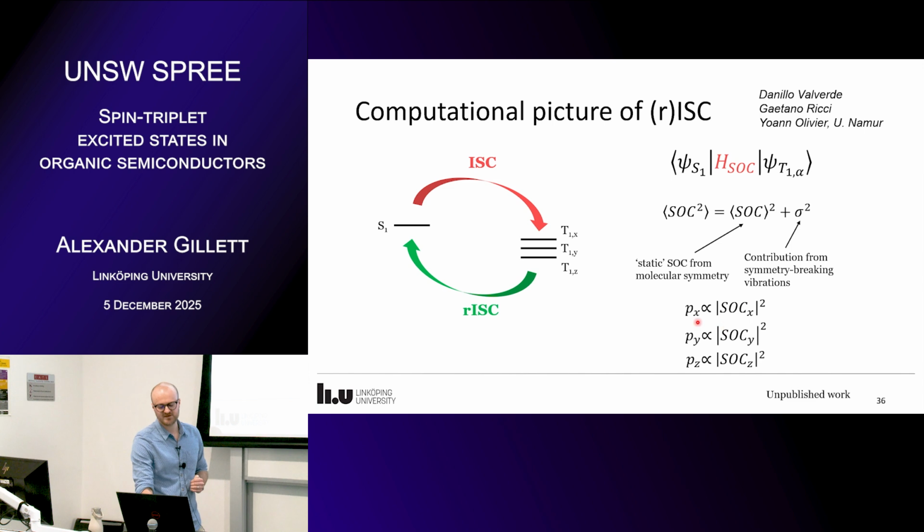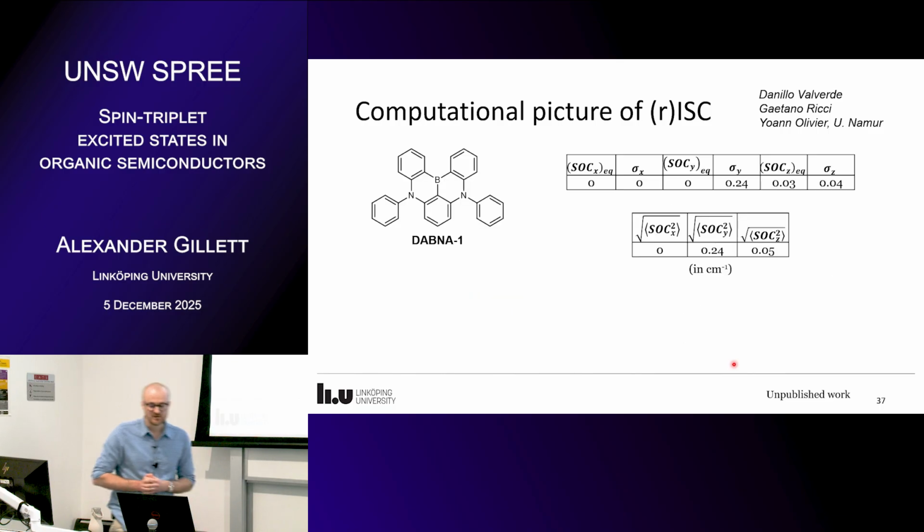What's true is that the population of these triplet sublevels should be directly proportional to the magnitude squared of this spin-orbit coupling matrix element. So they did some calculations on the DABNA-1 material. What they found is that in this static picture, symmetry only allows coupling into the TZ sublevel. When you add in vibrations, you actually get quite strong coupling of the TY sublevel, with a little bit extra into TZ, and nothing into TX.